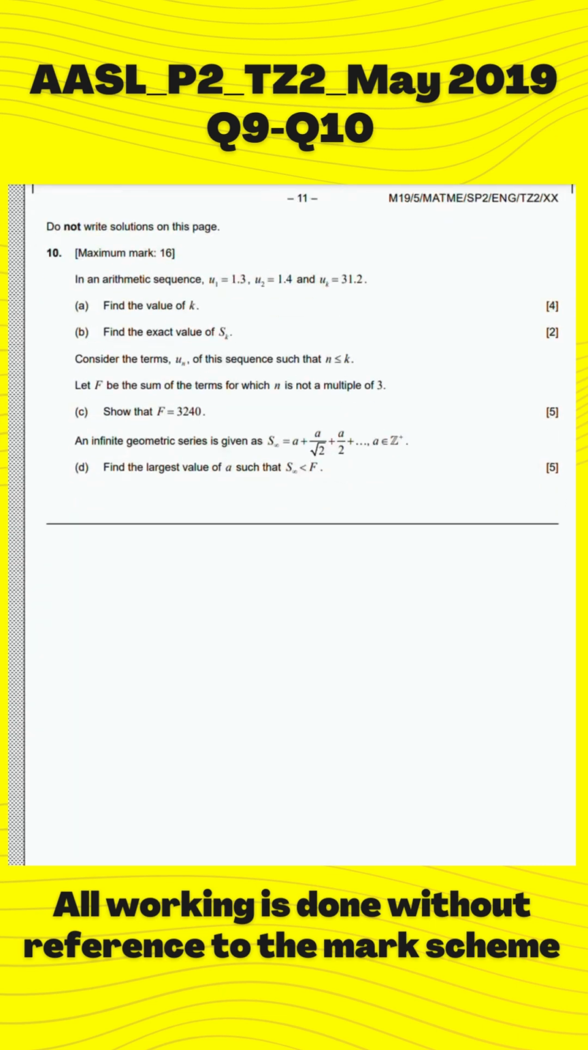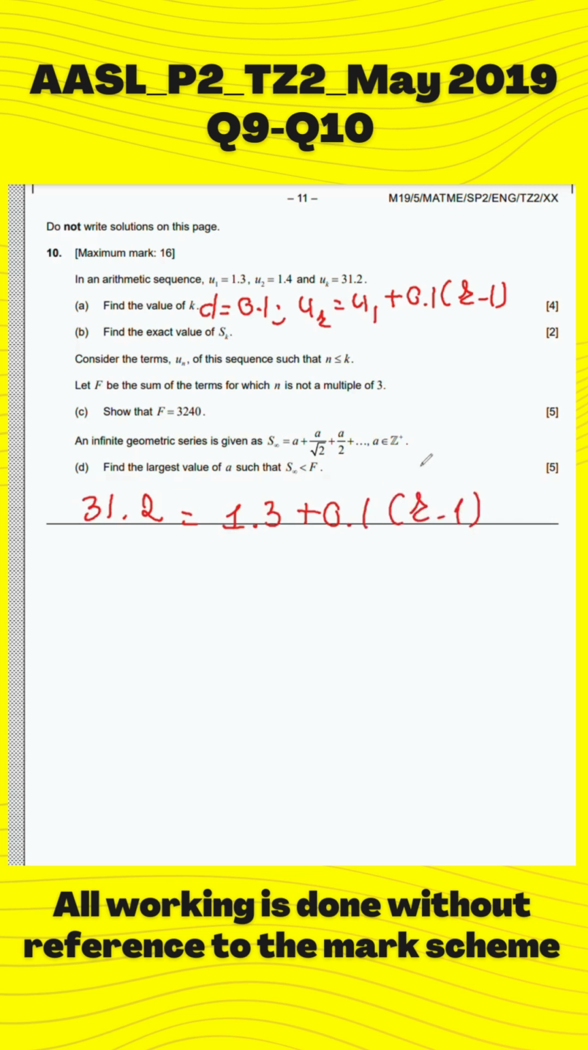Question 10. Find the value of K, given that UK is 31.2. So the common difference will be the difference between the second term and the first term, which is 0.1. So UK will equal U1 plus the common difference, 0.1, multiplied by K minus 1. So just put the numbers in. We have 31.2 equal to 1.3 plus 0.1 multiplied by K minus 1. Open the bracket and solve for K. K will be 300.